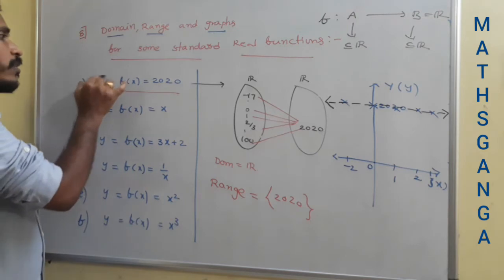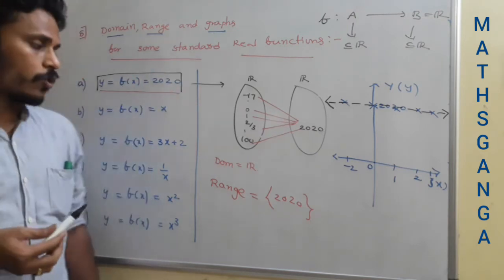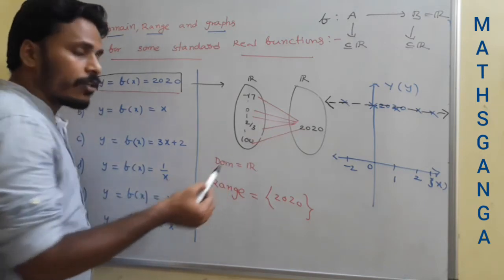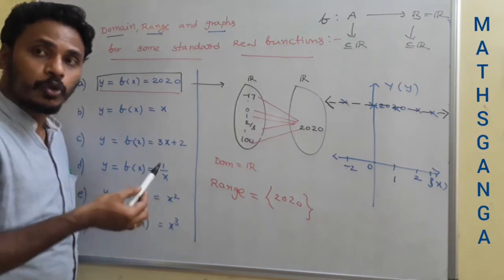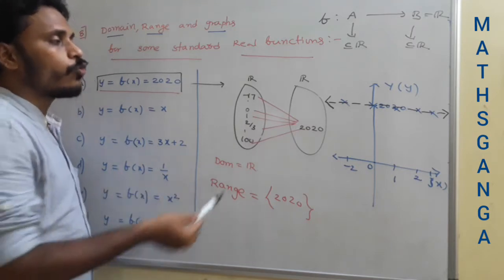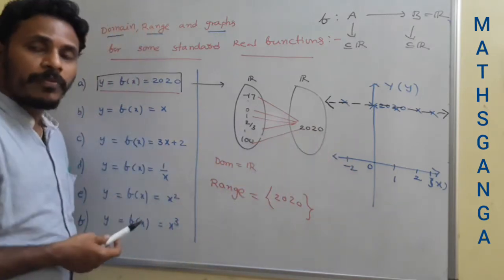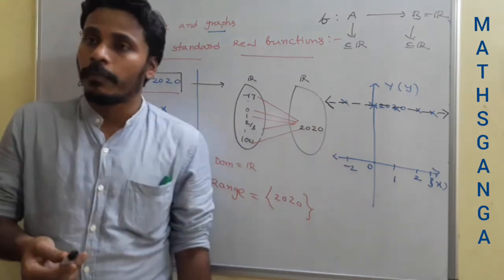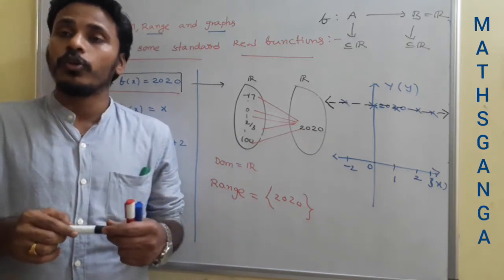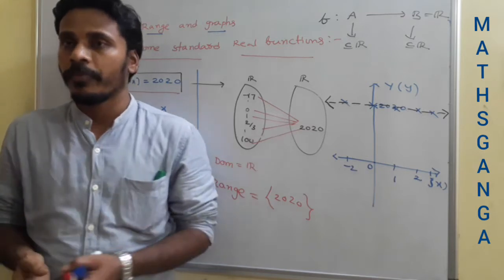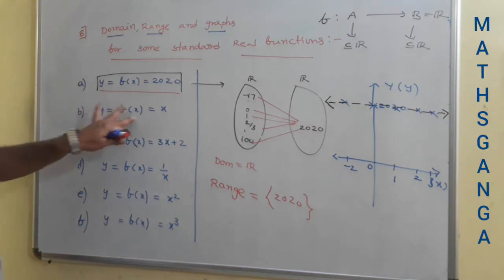Just have a look. This is something about the first function. For the first function, y is equal to f of x is equal to 2020, the domain is the total real numbers and the range is the singleton set containing 2020. Using those two, we took a rough sketch of the graph. On the board or on your white paper, we are just sketching rough graphs. For an exact graph, you need to use graph sheet along with a ruler. Right, this is something about the first function. I am erasing it and then I move to the second one.